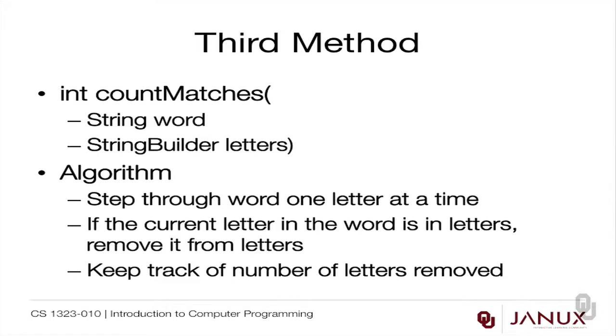So the third method that we're going to have will be called count matches, and it will take the string that's a word, so that would be the word from the dictionary, and the letters that you have. The algorithm for this one is stepping through the word one letter at a time. If the current letter of the word is in letters, we remove it from letters, and then we keep track of the number of letters that have been removed, because that tells how many we were able to use from the string. So let's create a stub for that method in the program too.